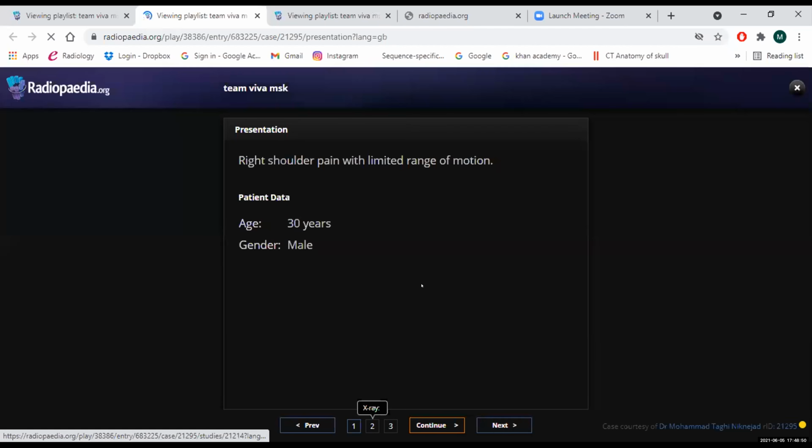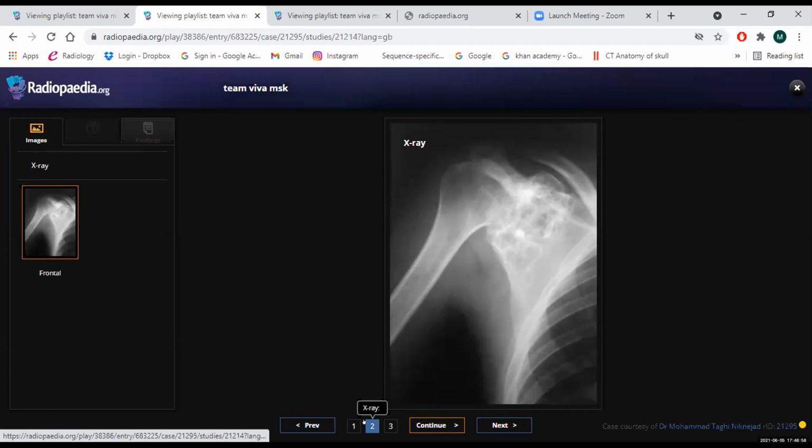Can you see my screen? A 30-year-old male. Okay. Right shoulder pain and limited range of motion in a 30-year-old male. Just to let you know, this would be the last case, okay?